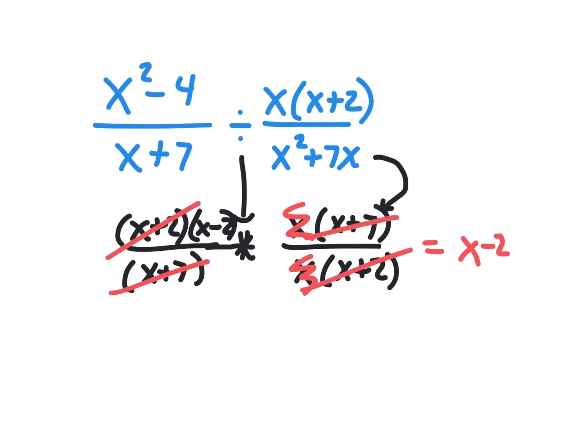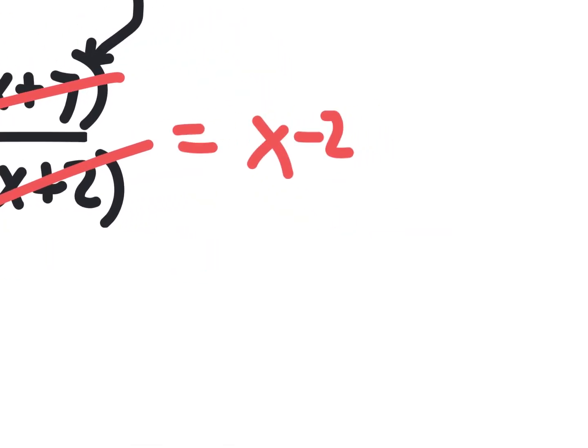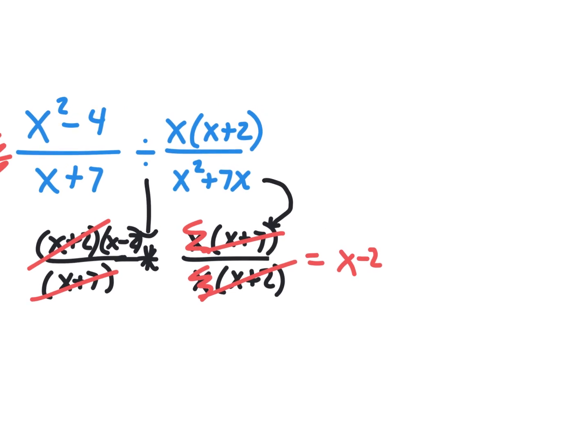I never said f of x equals. There's no y equals at the beginning of this thing. If it was there, I'd want to copy it down at the end, but this is it. Who had x minus 2 at the end? Cool. So that one's not that hard.